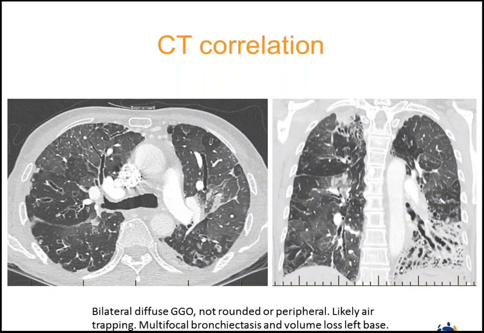So the CT for this patient, we can see with the swab result now pending that there is diffuse and bilateral ground glass opacity. It does not have a typical peripheral distribution or rounded morphology. And there is left lower lobe bronchiectasis, which is likely to be chronic with superimposed consolidation.